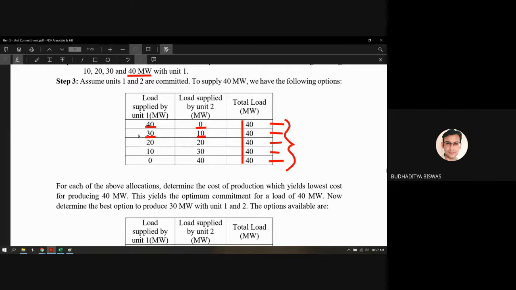And here from table 1, though table 1 is not completed because the unit 1 production cost is not given, you need to find out the production cost. So 1 minute, please.